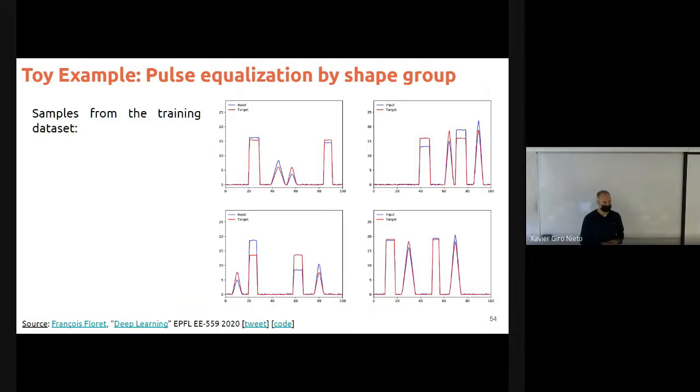So what we can do is generate a training data set of triangles and squares which have different shapes. That would be the input sequence, and the output sequence would be the triangles and the squares, everything with the average heights.